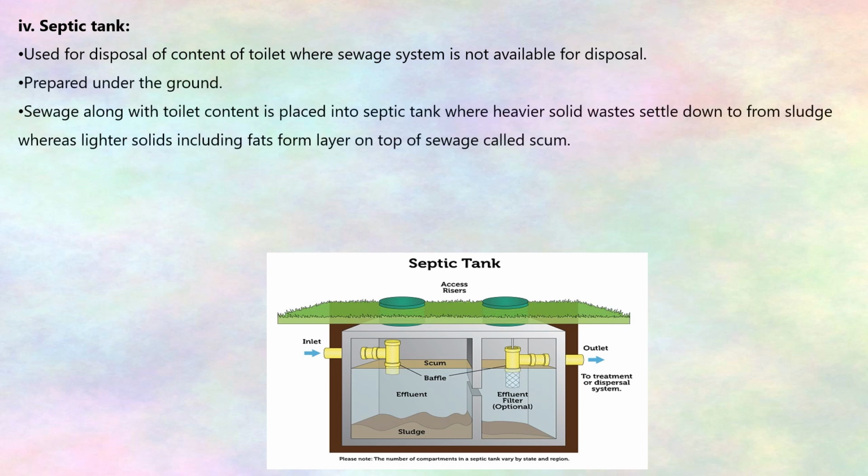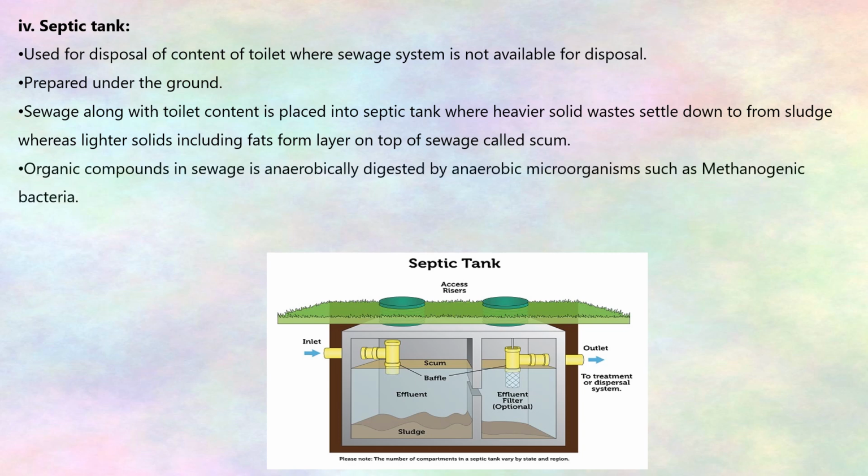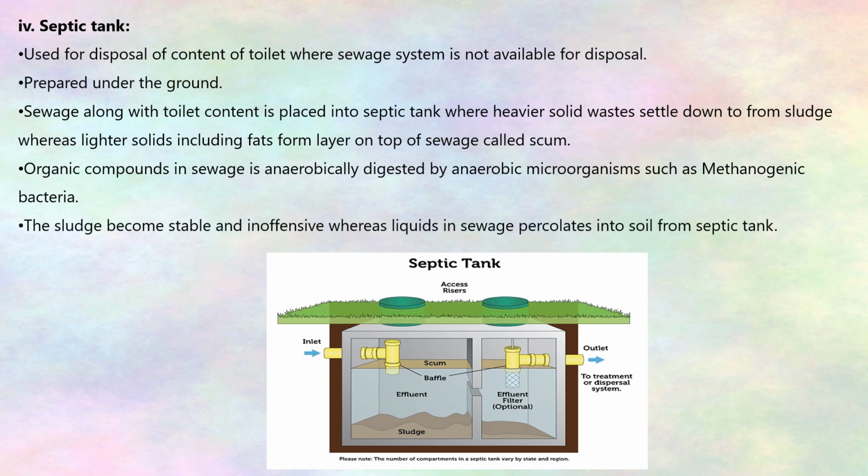Sewage along with the toilet content is placed into the septic tank where the heavier solid waste settles down to form the sludge, whereas the lighter solids including fats form a layer on top of the sewage called the scum. Organic compounds in sewage are anaerobically digested by anaerobic microorganisms such as methanogenic bacteria. The sludge becomes stable and inoffensive, whereas liquids in sewage percolate into soil from the septic tank.